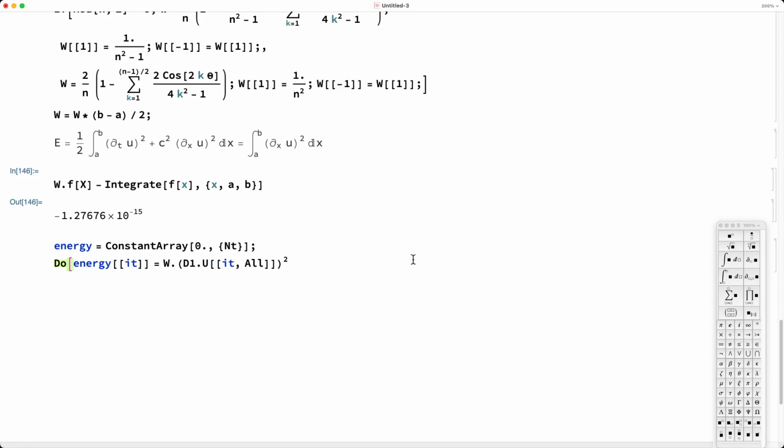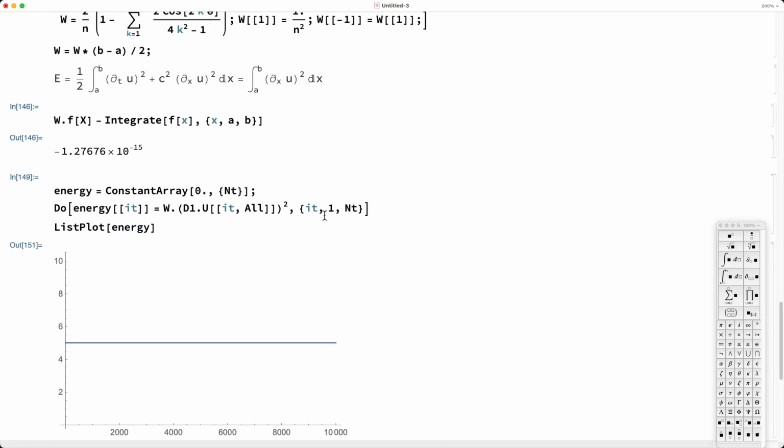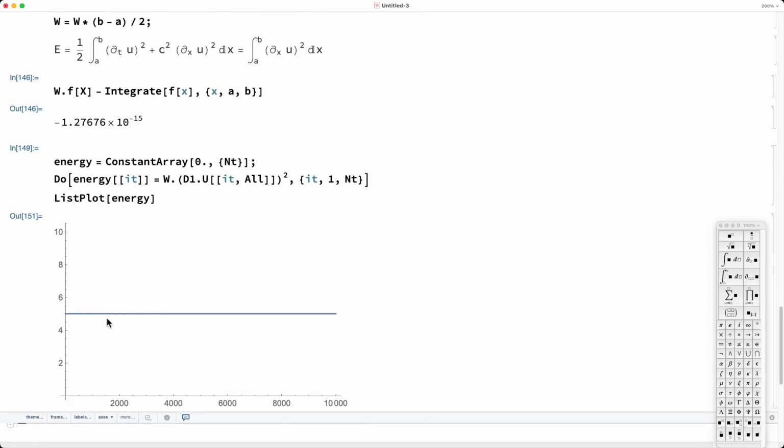And this is it really. I just need to say that it goes from 1 up to nt. That's the number of time points. That's 10,000. Okay, I'm going to do that, and then I'm just going to list plot the energy. Okay, so the energy looks roughly constant, but this is not really very informative because I want to know what happens at a closer scale.